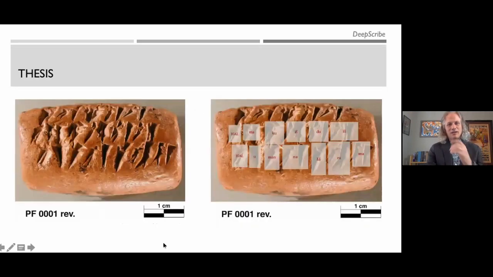So the question we have is, would it be possible for a computer to read an ancient cuneiform tablet? That's the question that the DeepScribe project is asking.